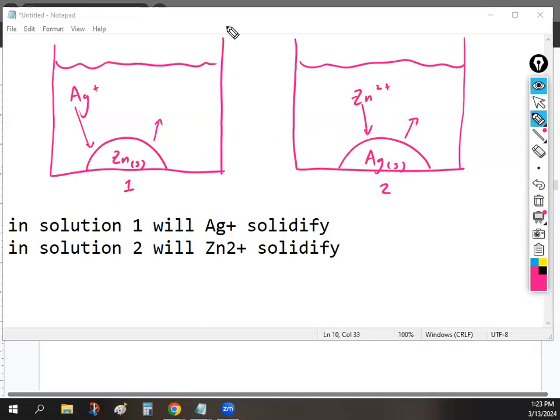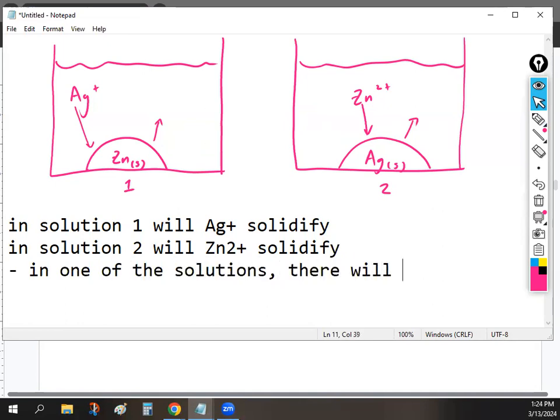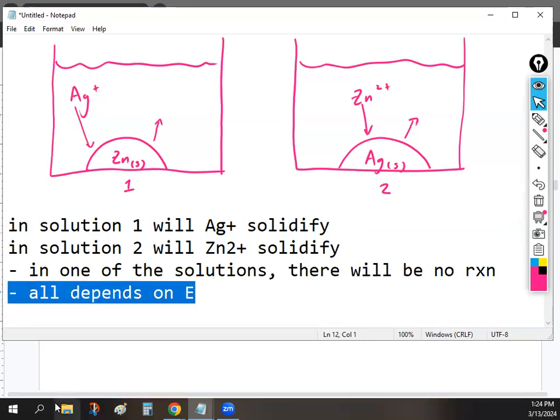Because in one of these solutions, there's going to be no reaction. That's always going to be the case. In one of the solutions, there will be no reaction. And that's all going to depend on the electrical potential. So in one, the half reaction is Ag getting reduced and Zn getting oxidized together. That's pretty much what it's asking. So basically you're looking for which one of these is going to have no reaction, and that's all going to depend on the electrical potential.